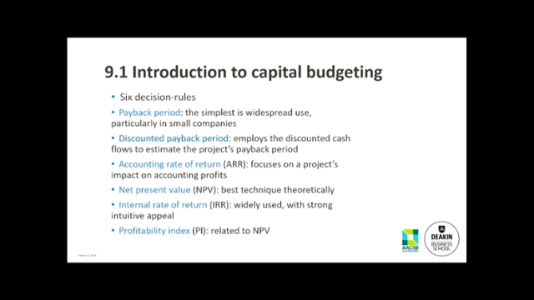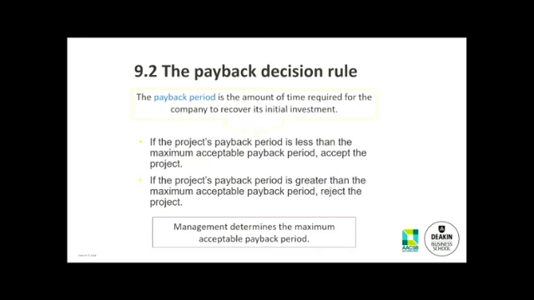And then we move to an accounting method called accounting rate of return. It's focused on the accounting profit only. And then we move to net present value, internal rate of return, and profitability index. Now, let's start from the first one, payback. This method is very simple, but it is very practical in practice. The payback method is the amount of time required for the company to recover its initial investment.